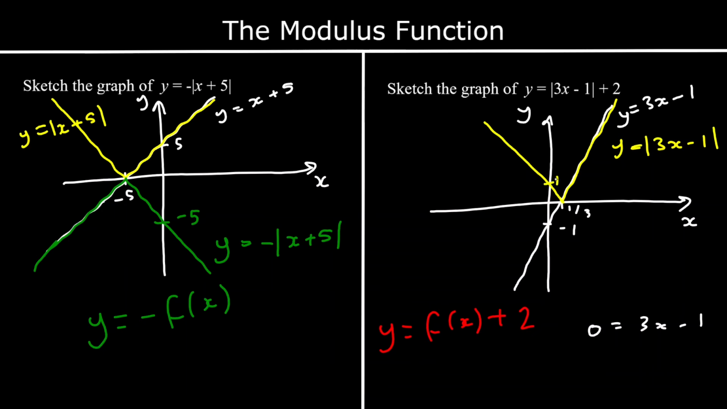So instead of crossing at 1, it's going to cross at 3. And this point here, the minimum point, instead of being at 1/3, 0, it's now going to be at 1/3, 2. So it's going to look like this. And that point is at 1/3, 2. So the red one is our answer.